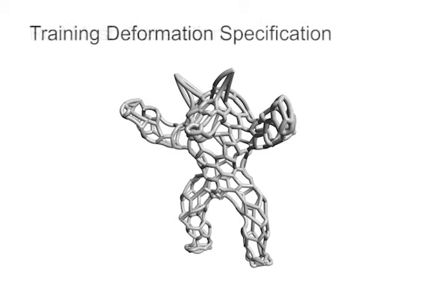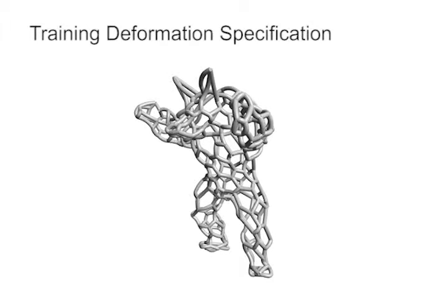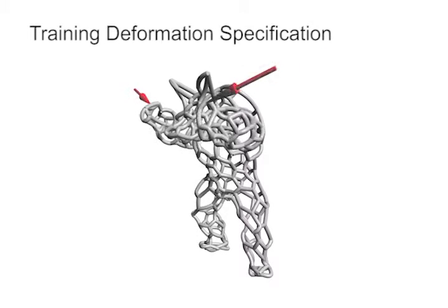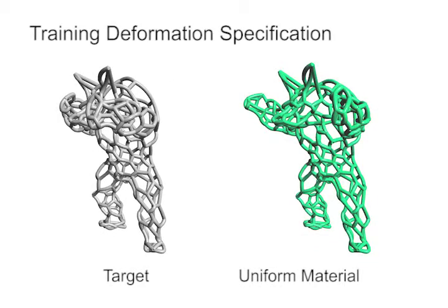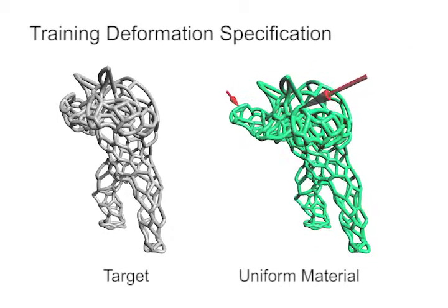Now the user defines a target deformation and the corresponding forces that are applied during the training phase. Here we want the armadillo to bend its arms inward while maintaining an upright position when attached to the ground. With a uniform material distribution, the armadillo bends forward too much when the forces are applied.